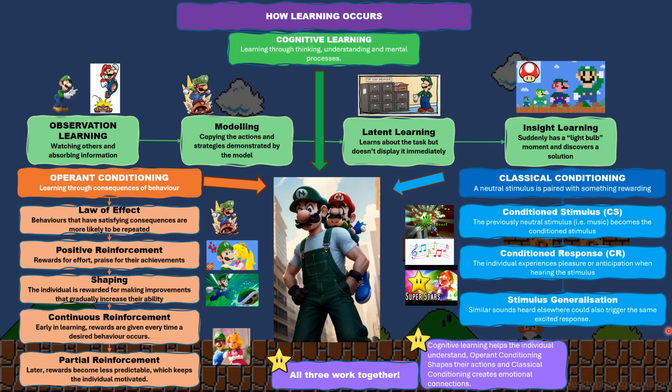During the early stages of learning, continuous reinforcement is often used, where every correct response is rewarded. Over time, reinforcement may become partial, meaning rewards occur less frequently, making behaviors more resistant to extinction. As we can see, Luigi working a lot harder to impress Princess Peach.